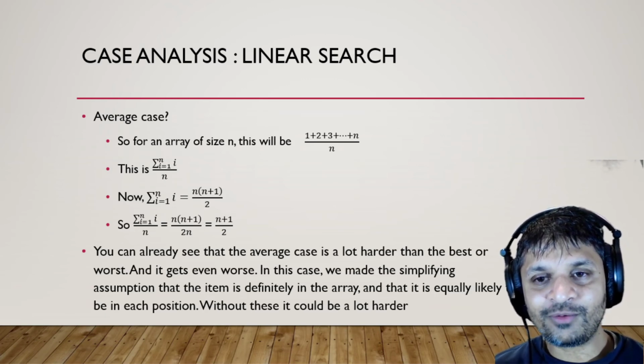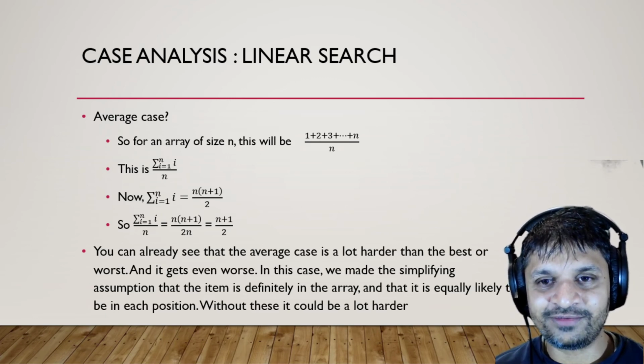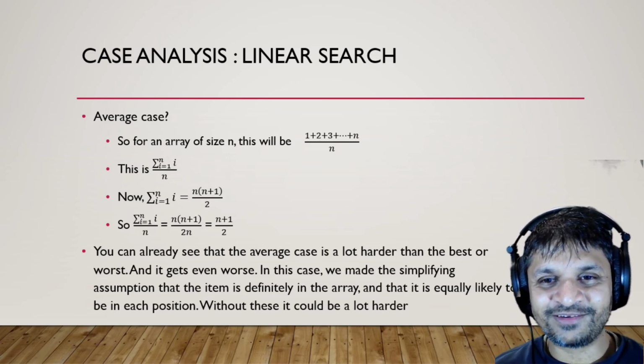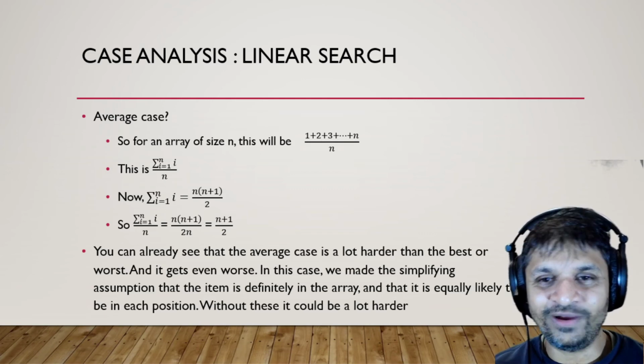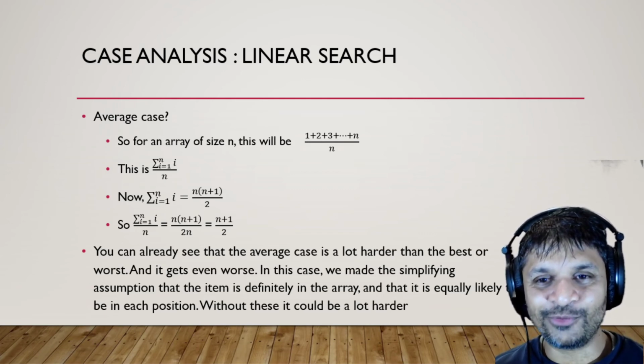Now notice that was a lot harder than the best or worst case analysis, right? In the best and worst case, I could just eyeball it and say, hey, best case, it took 1 because it just looked at the first one. I didn't have to go through all of this math. So the average case in general is a lot harder than the best and worst case.